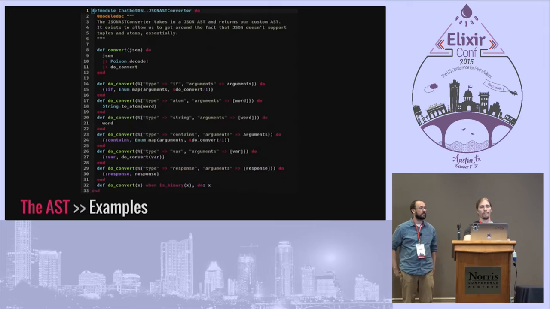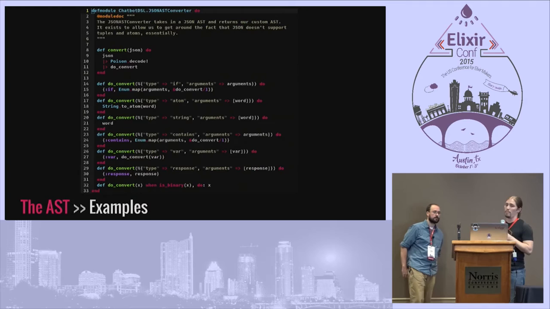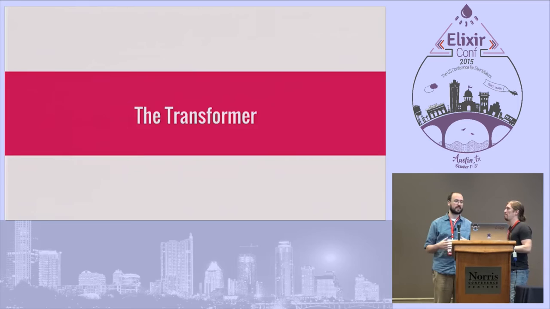And here's the implementation, so it all fits on one slide. Basically, we pattern match against different potential inputs, and then we return our idealized AST representation of the input. Okay, so now we have our AST. So the next thing is to transform it into valid Elixir quoted forms.